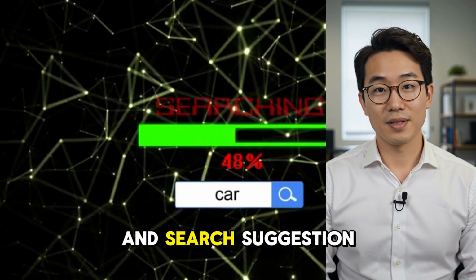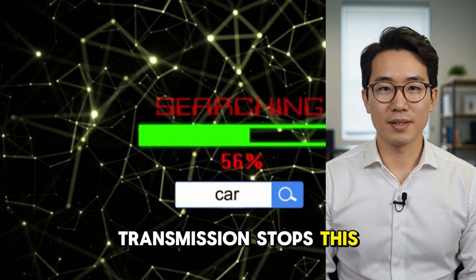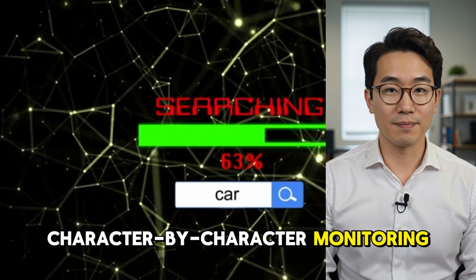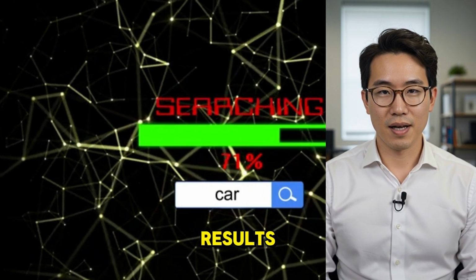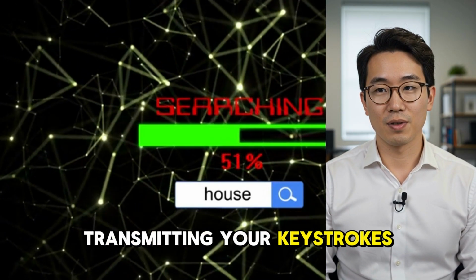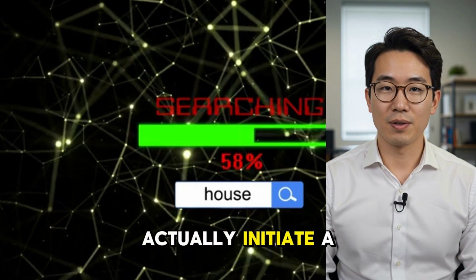Disabling autocomplete and search suggestion transmission stops this real-time character-by-character monitoring. You can still search Google and get results. Chrome simply stops transmitting your keystrokes as you type them and waits for you to actually initiate a search.